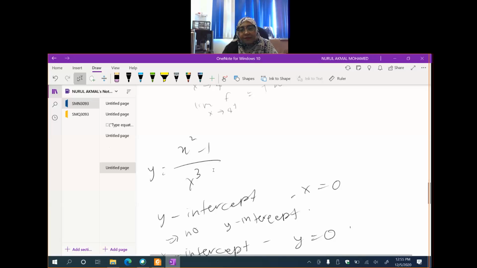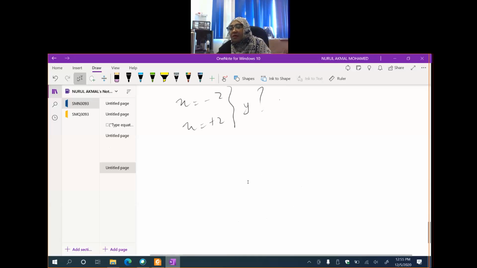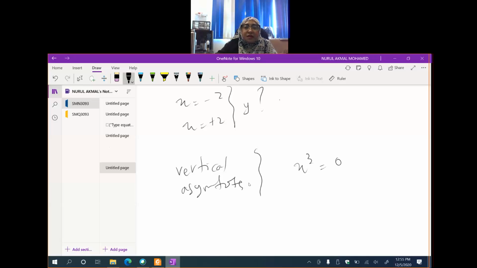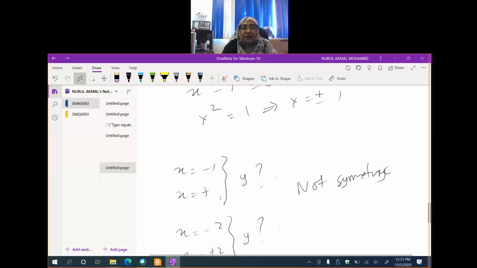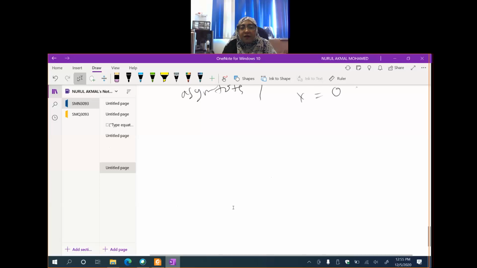This function here will have vertical asymptotes at x cubed equal to 0. Okay, so for the vertical asymptotes, x cubed is equal to 0, so x is equal to 0. So it will have vertical asymptotes at x equal to 0. What about horizontal asymptotes?